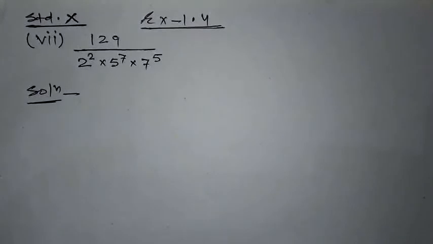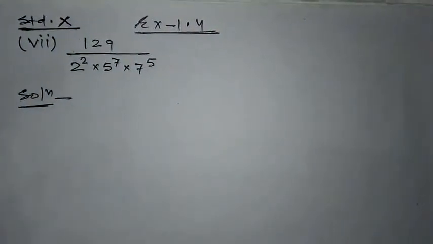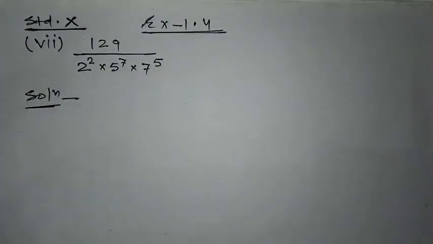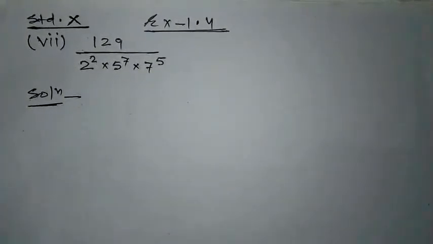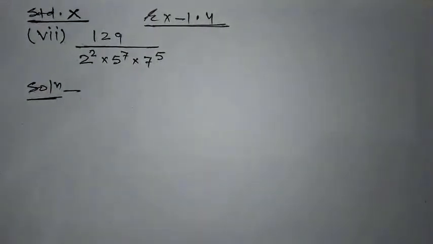Now question number 7: 129 by 2 to the power 2 into 5 to the power 7 into 7 to the power 5. So, see the solution.